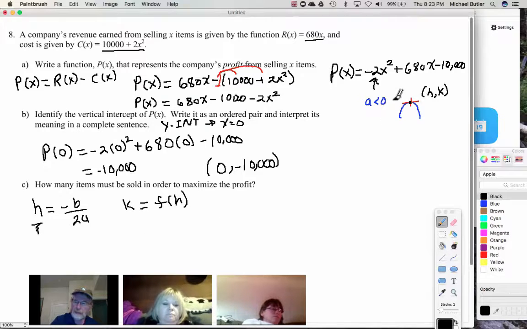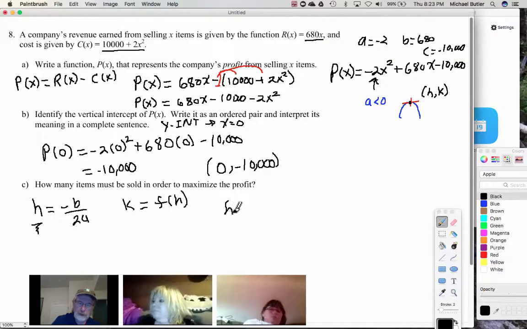So to get that, let's come back up here for a minute. We've identified A to be equal to -2, B is equal to 680, and C is equal to -10,000. All right, so let's go figure out what H is going to be equal to. H is equal to the opposite of B, so that's negative 680 divided by 2 times negative 2, because A was a negative 2. And so that's going to give us negative 680 divided by negative 4.